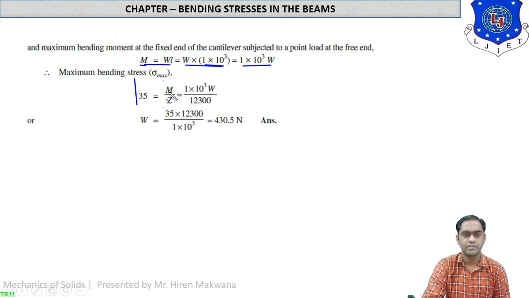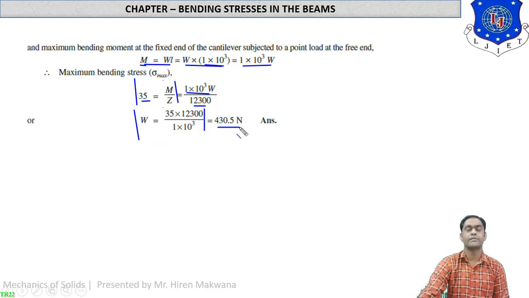Now our flexure equation is sigma equal to M by Z. So sigma is given to you, 35. Bending moment is 1 into 10 raised to 3 W and Z is equal to 12,300. So W is equal to 35 into 12,300 upon 1 into 10 raised to 3. So the answer is 430.5 Newton. So this much amount of load is acting at the free end of the cantilever beam. So this is one more variety in which the load is not given. Furthermore, the section is a hollow square section. So this type of many numericals you can design and you can practice.